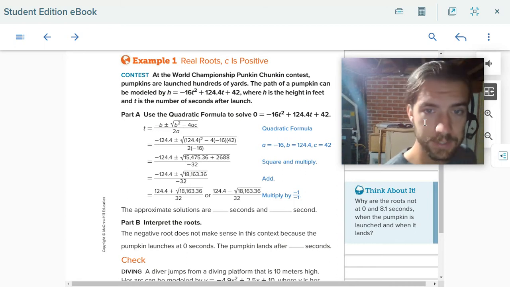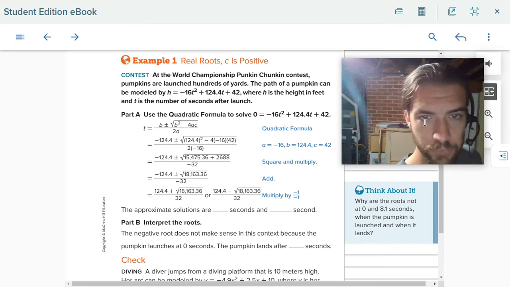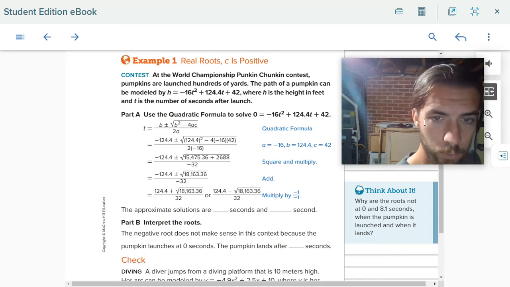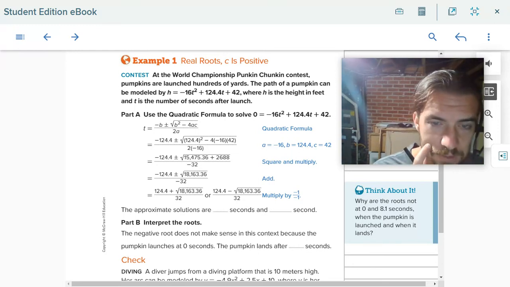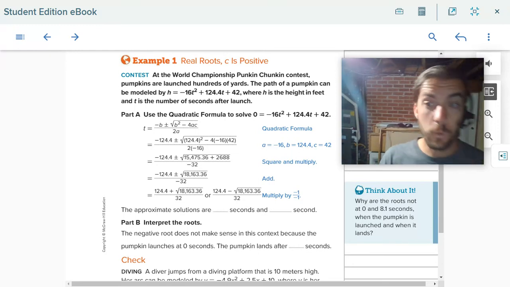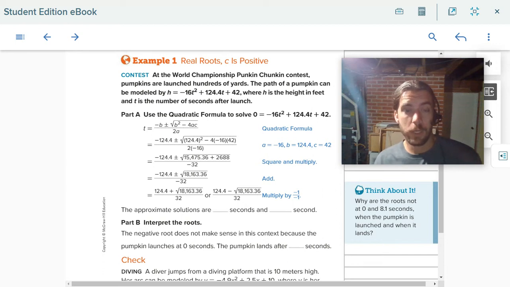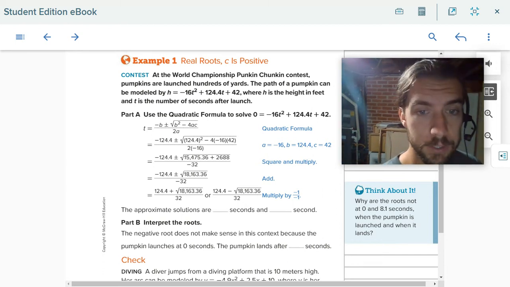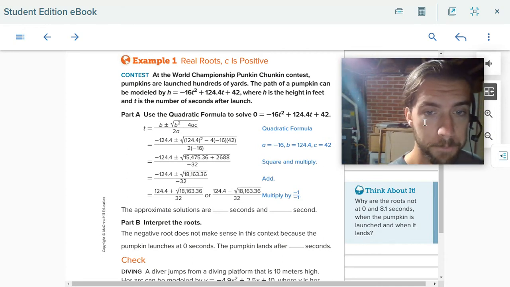Okay, simplifying that down, we take our square of 124.4 and we get 15,475. We simplify everything over here to get plus 2,688. On the bottom, we get negative 32. So inside the square root, we end up with about 18,163. Now, keeping in mind, when you take the square root of a number, you get a positive and a negative value. So remember, that's why we have that plus or minus sign right in there.